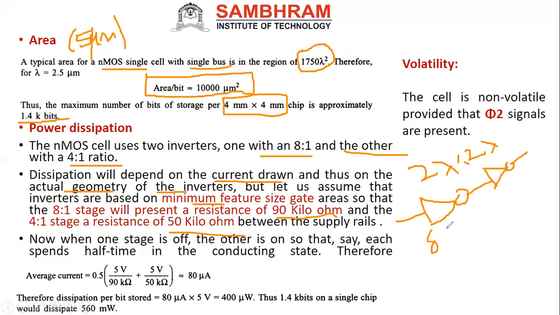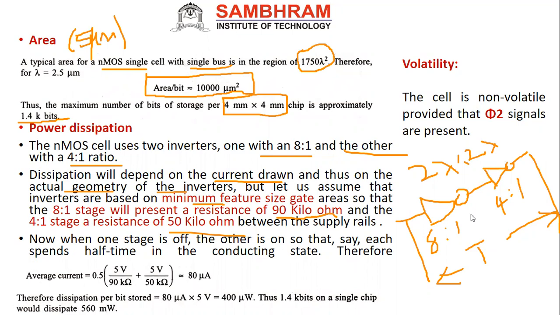This stage is nothing but 8:1. This stage is 4:1. Now, when this stage is conducting, this stage will not conduct. When this stage is conducting, the other stage will not conduct. So if I say this is my complete time T, each stage will conduct only for half of the time. So when one stage is off, the other one is on; each spends half the time in the conducting state.